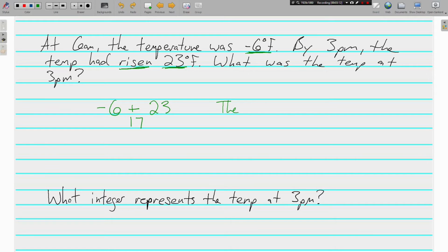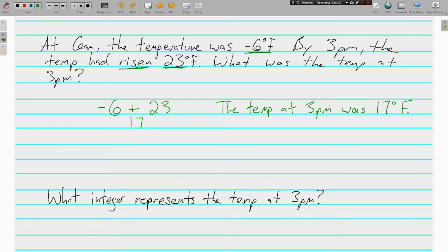We're going to say the temperature. Whoops. What does that say? I don't know what that says. The temp, or temperature, at 3 p.m. was 17 degrees Fahrenheit. A good sentence answer.